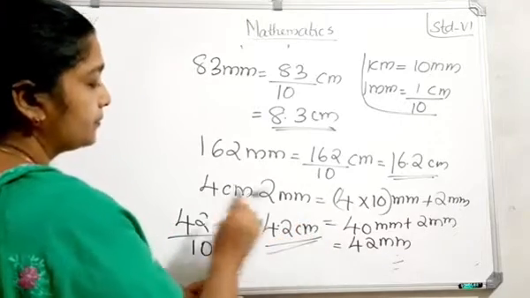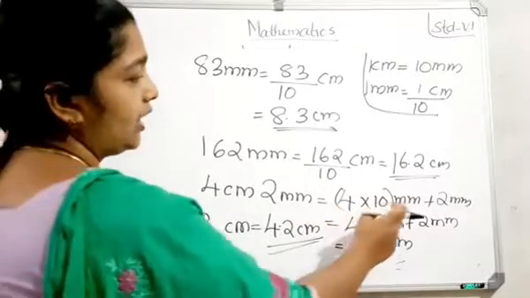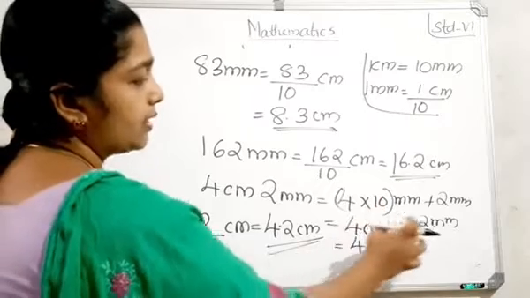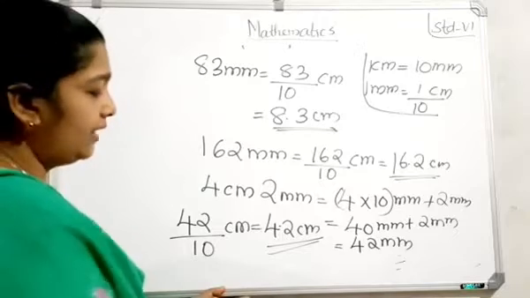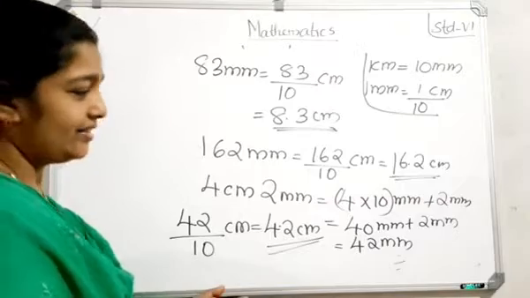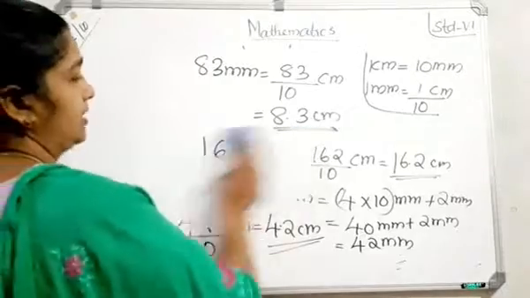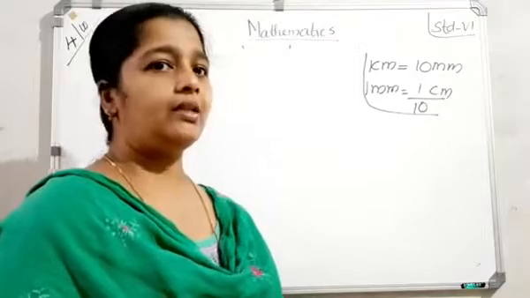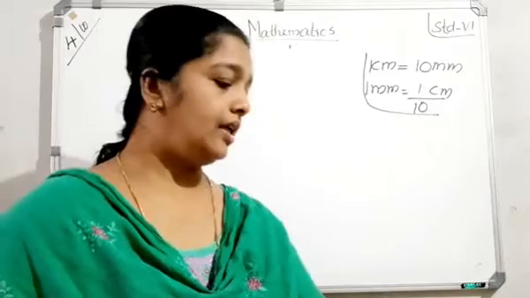Once more, here centimeter is converted into millimeter. Therefore 4 into 10 is 40 millimeter plus 2 millimeter equals 42 millimeter. Then to convert into centimeter, we divide by 10, and the answer is 4.2 centimeter. Once more, 1 centimeter equals 10 millimeter, and 1 millimeter equals 1 by 10 centimeter.